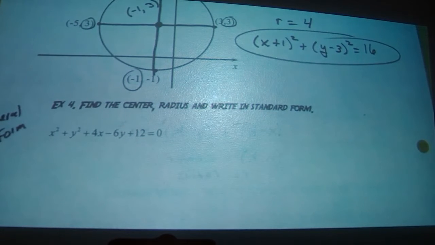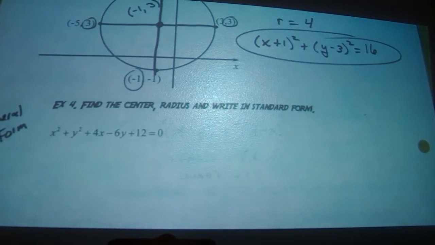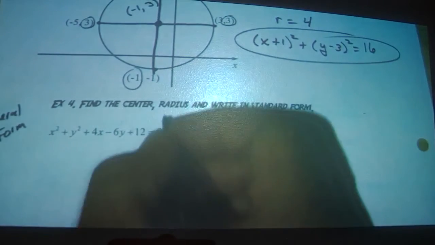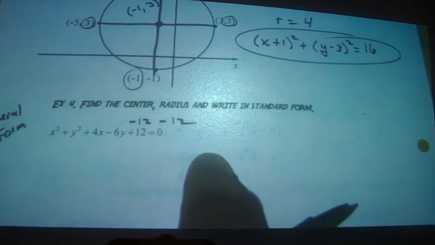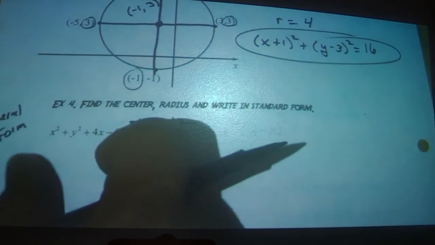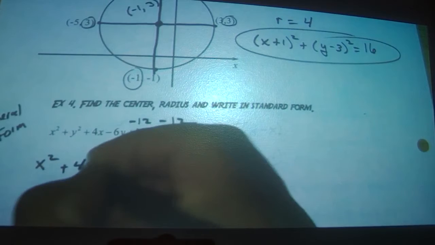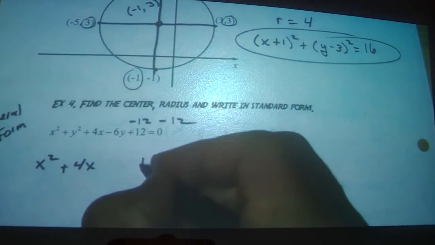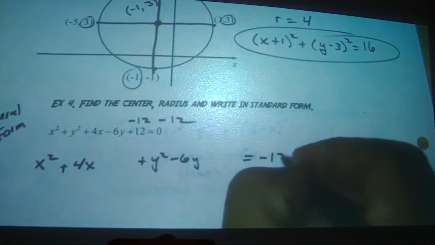And what did you say, like group them or something? No, this is good. So this is what I'm going to suggest. Let's move this guy over. I'm going to subtract the constant over, and we're going to do some factoring, but not quite yet. So I'm going to group my x's, leave some room, and then group my y's and leave some room, and I have that negative 12 over.